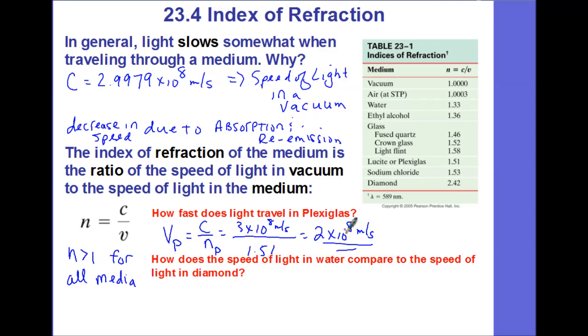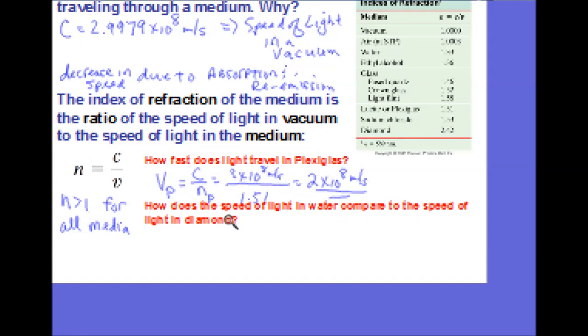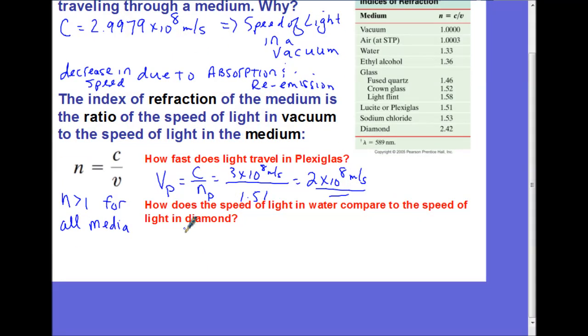How does the speed of light in water compare to the speed of light in diamond? Well, let's go ahead and do this as an actual ratio. So we're doing a comparison. Let's write that comparison like this: the speed of light in water compared to the speed of light in diamond. I can write that as a ratio, like I did over here. That's c divided by n in water, and then divide that by c divided by n in diamond.